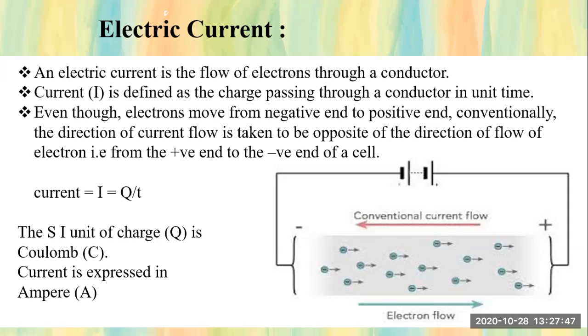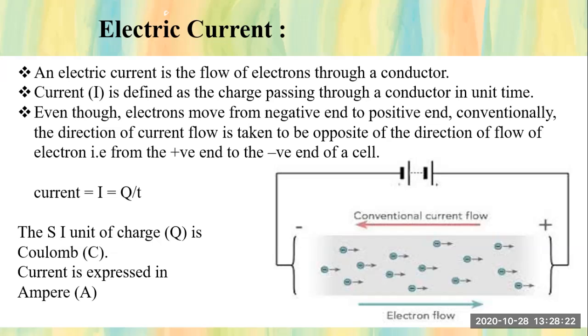Now we will go to the third point. Even though electrons move from the negative end to the positive end, conventionally the direction of current flow is taken to be opposite to the direction of flow of electrons. That is from the positive end to the negative end of the cell. See, this is a very interesting point.